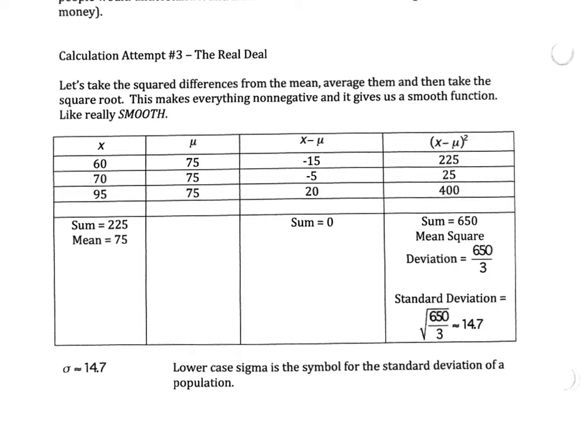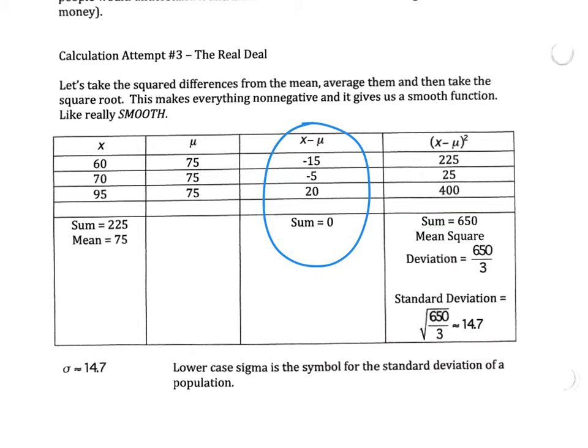Okay, same data set, same mean. The middle column here is individual data point minus the mean, so there's those raw differences. You can see the sum of those is 0, as it will always be. This time we're going to square those differences, so that'll take care of the negative problem, and then we'll come back and deal with that when we take the square root of the final result.